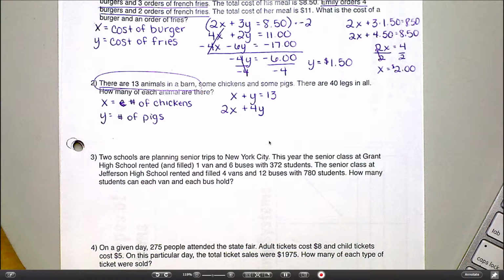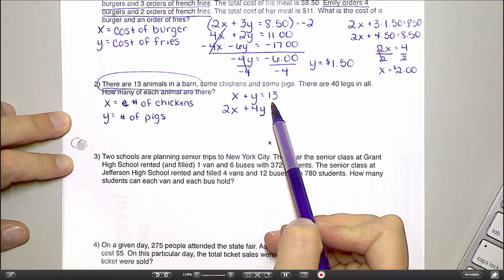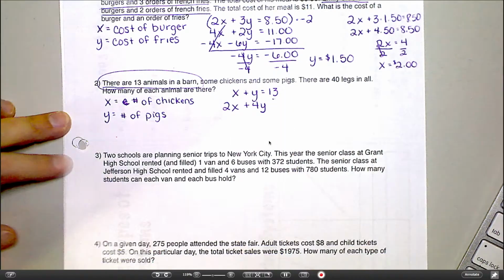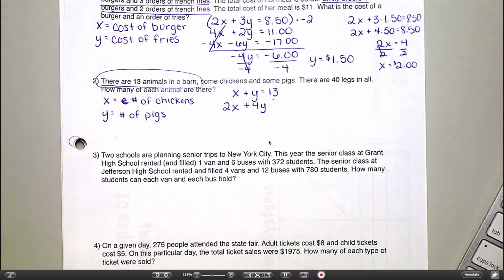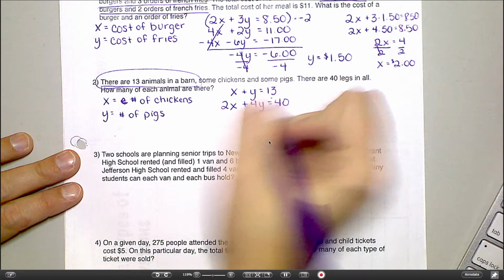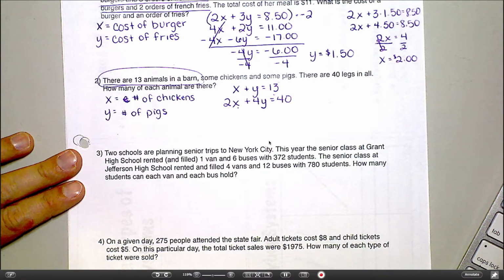Now, here's the thing. A lot of people with these problems at this point try to go back and use that 13 somewhere. So I see people just making up a place to put the 13. We already dealt with the 13. We already wrote an equation. We are done with the 13. What should this equal? 40, because this represents how many legs I have. I have 2 legs on every chicken and I have 4 legs on every pig. How do you want to solve this?